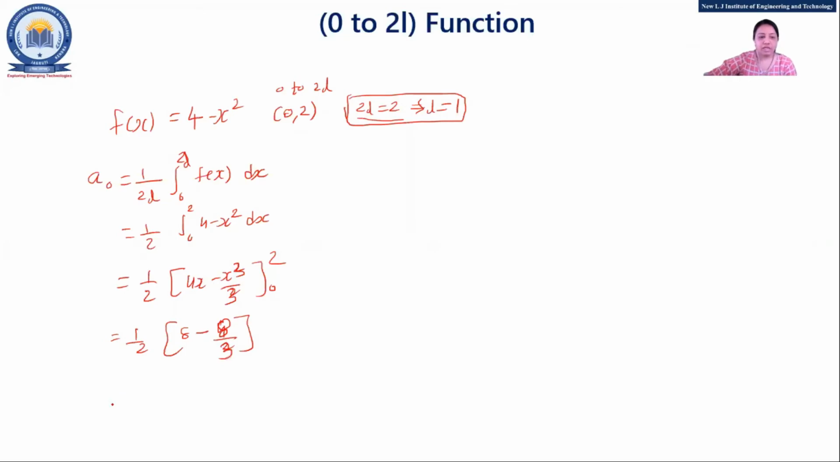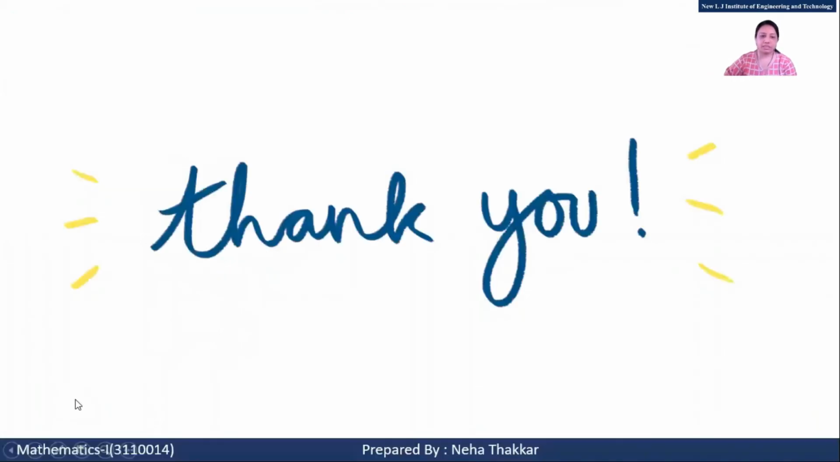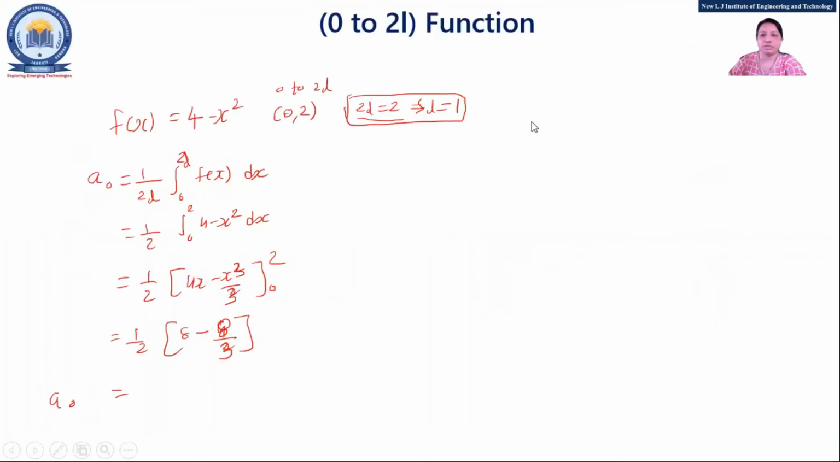Now a0. Simple, this is, right? What should be the answer of a0? The answer would be 2. No, how will it be 2? 1 by 2, 8 minus 8 by 3. Yeah, the answer will be 8 by 3. The correct one. The answer would be 8 upon 3.